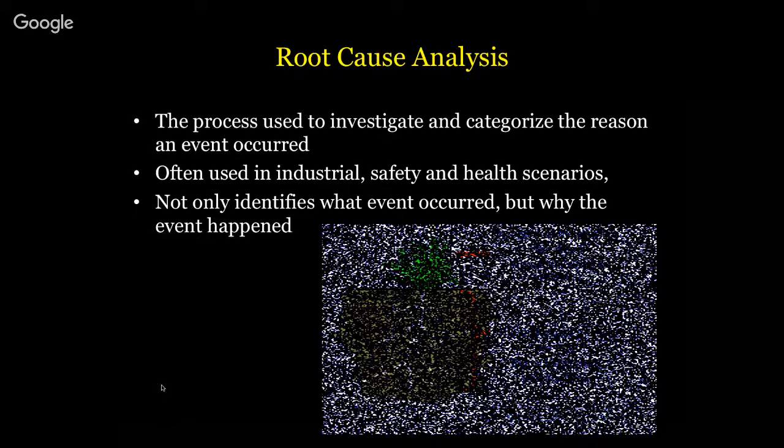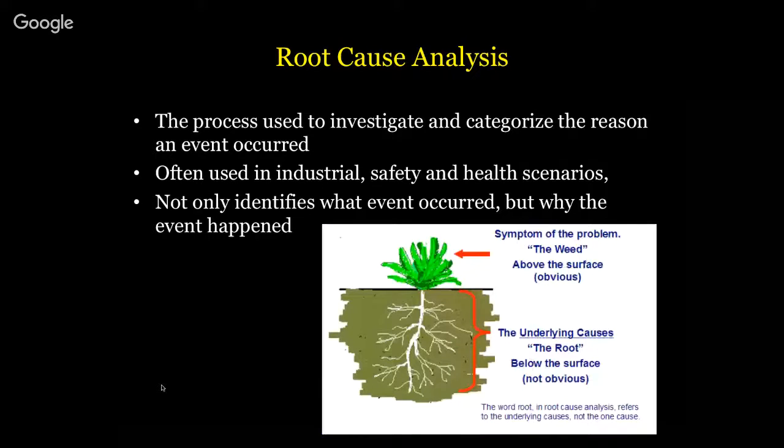So, for example, an observation, or the symptom, would be the appearance of a weed. But the underlying cause of why that weed is there, how that weed was observed, and all of those features aren't obvious from just the observation that there is a weed.